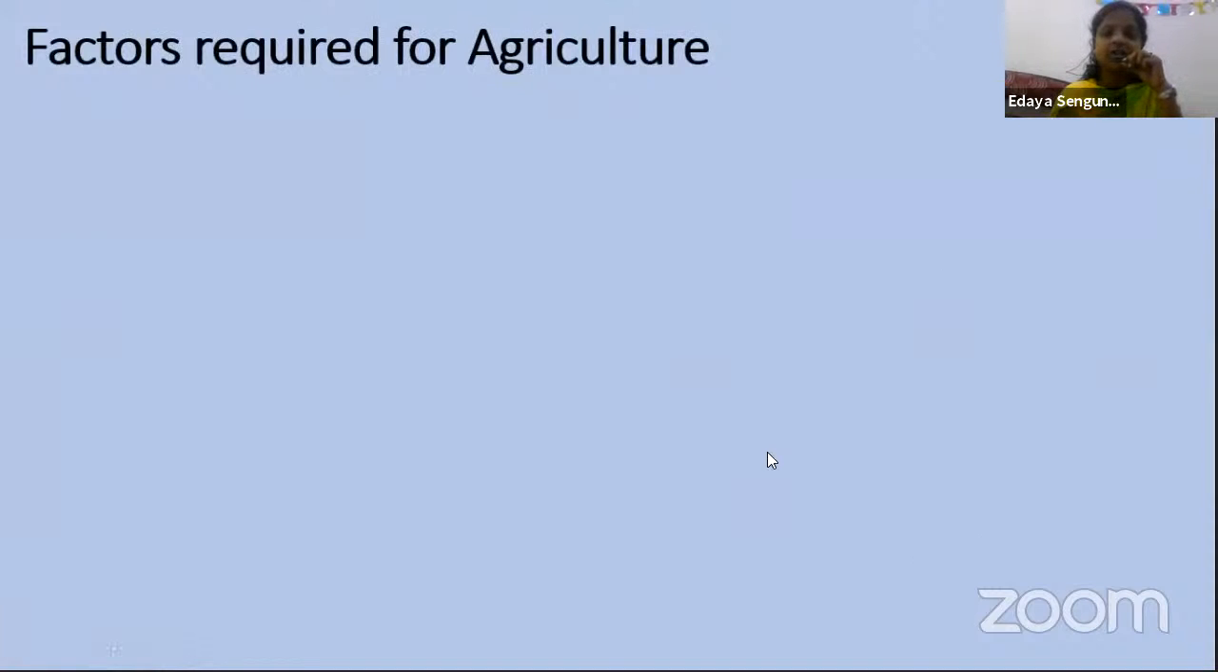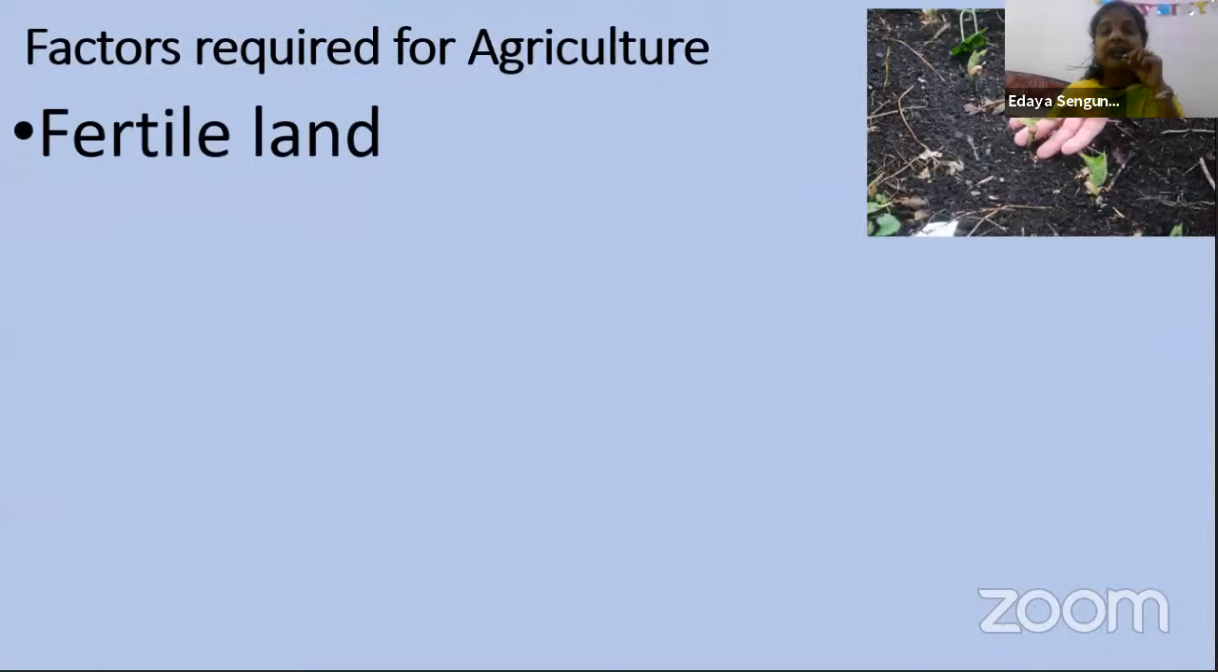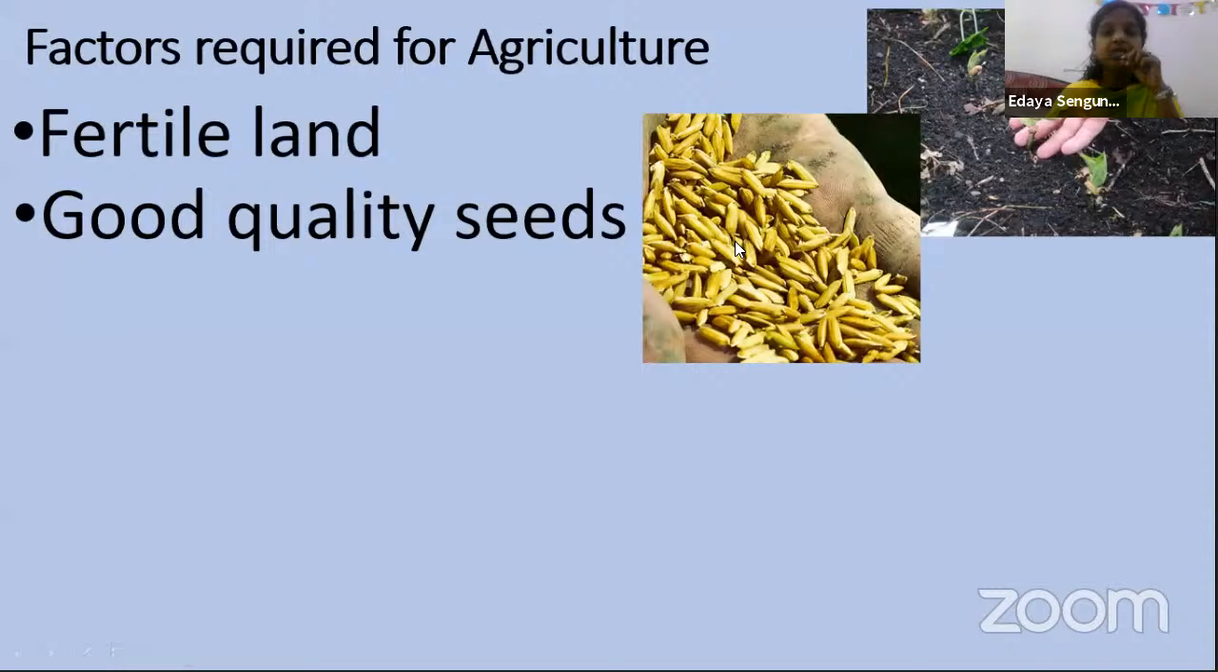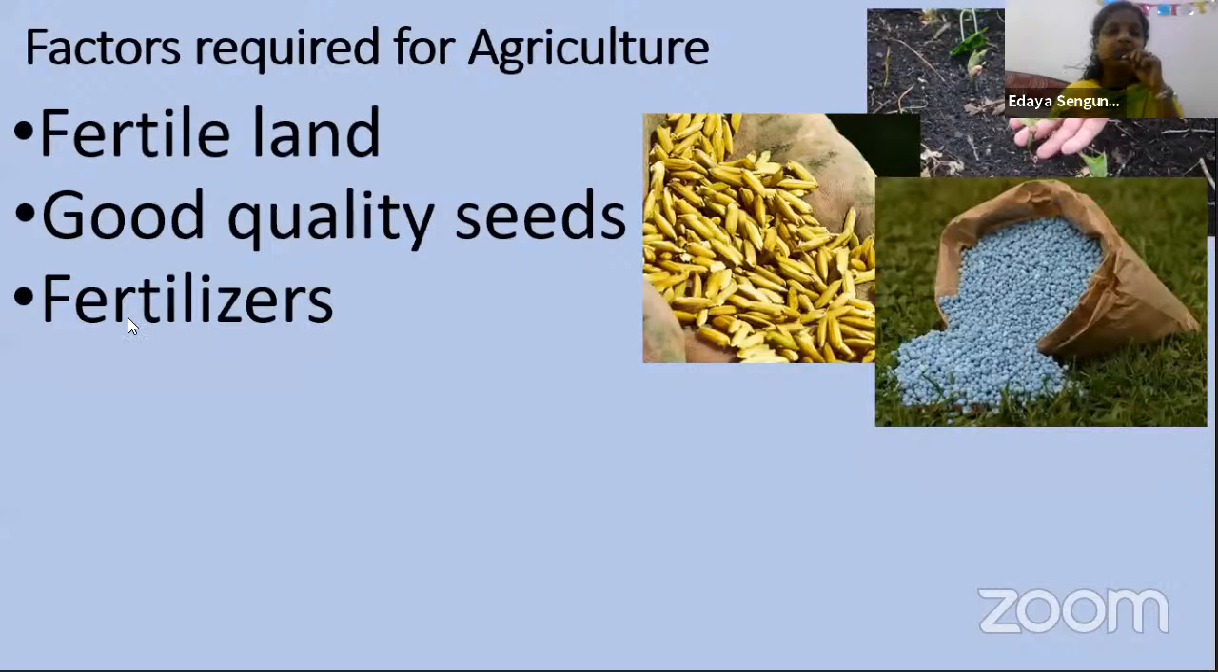Factors required for agriculture. Now we have seen the steps which are included in agriculture, but only a farmer and farmland are not enough for agriculture. Fertile land is necessary. The land must be fertile, otherwise the land is waste. We can't do agriculture in it. Good quality seeds give us a good yield. Quality of seeds is necessary. Fertilizers, here I have shown you an example of chemical fertilizer, but I have shown you organic compost too. With the help of fertilizers, we increase the production.